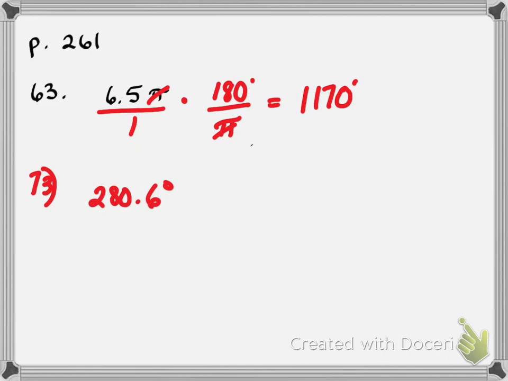Okay, on 73, it wants us to use the angle conversion capabilities of a graphing calculator to convert the angle measure to degrees, minutes, and seconds form. So we enter 280.6 in the calculator, and then we do second apps for the angle function, and we choose option 4 for DMS and hit enter. And it gives us 280 degrees and 36 minutes and 0 seconds. So you don't have to do the 0 seconds if you don't want to.